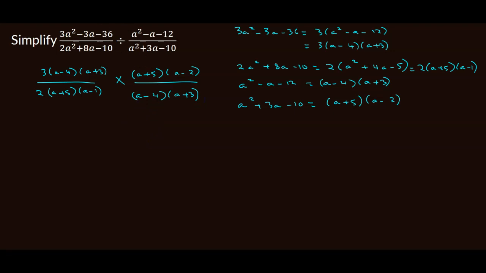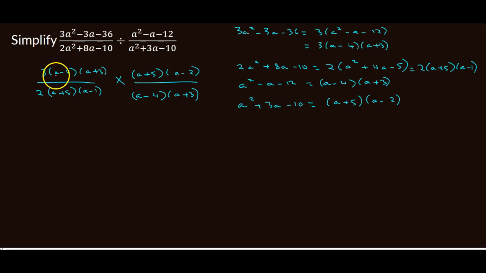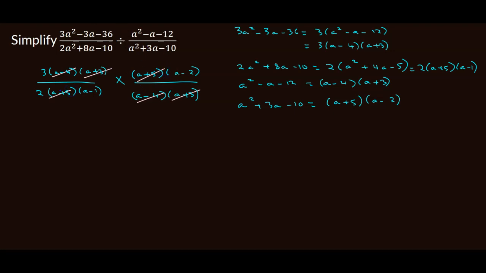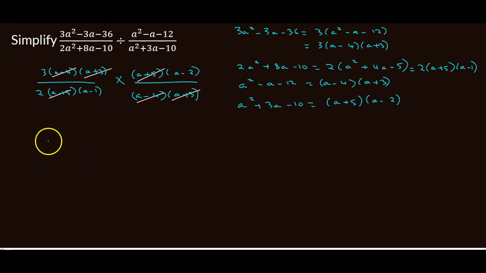So now let's go ahead and look at crossing out common terms. We have a minus 4 here, a minus 4 goes out here, a plus 3, a plus 3. We have a plus 5, a plus 5. So now let's see if there are any other common terms. Right now we cannot find any other common terms. And so our answer is going to be 3a minus 2 divided by 2a minus 1. You can go ahead and distribute this, but for the purpose of this, we're just trying to show how to simplify, so it's not that important. Let's go to the next problem.